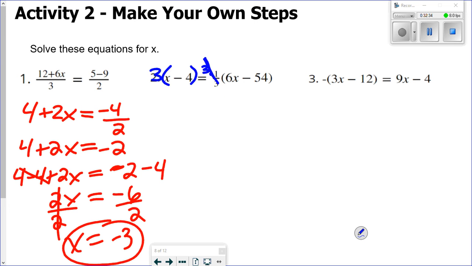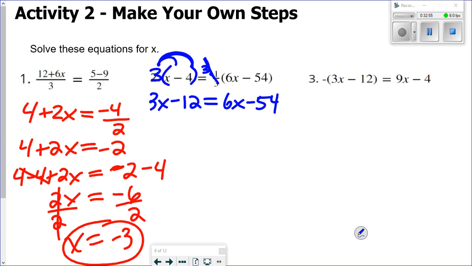On the left-hand side, I now have created a problem that requires me to distribute. 3 times x gives me 3x. 3 times negative 4 gives me negative 12. So now, here is what I'm left with, and I was able to eliminate all fractions.